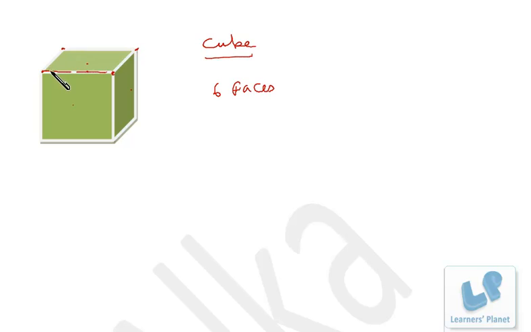1, 2, 3, 4, and 4 at the bottom. 8 vertices: 4 at the top, 4 at the bottom. And in all, 12 edges. So this is what a cube is. All the 6 faces of a cube are square in shape.